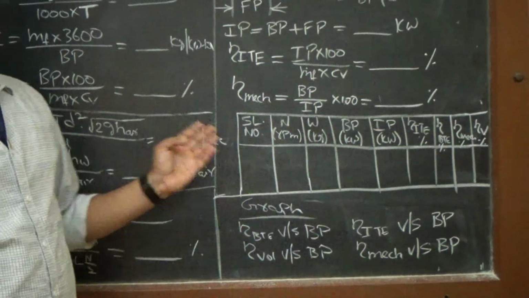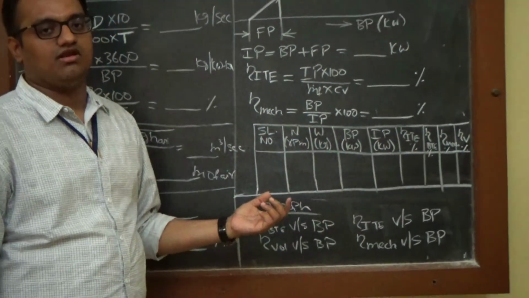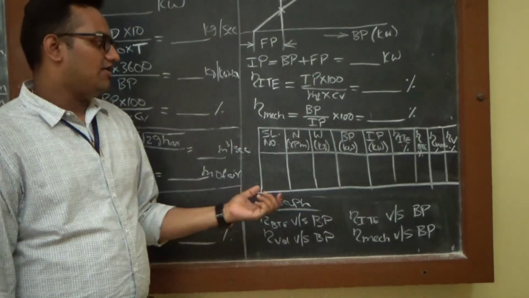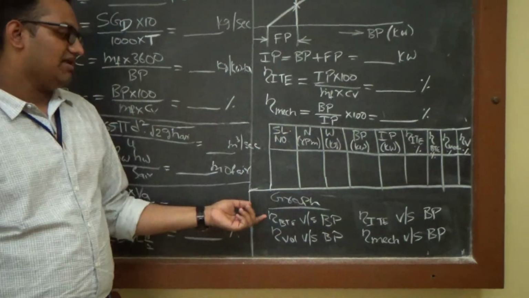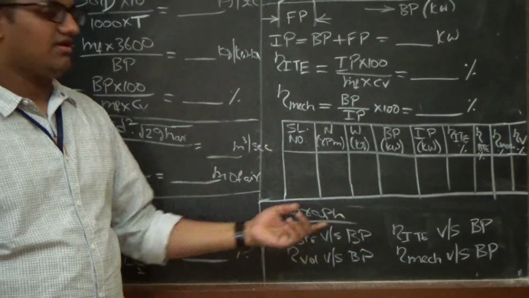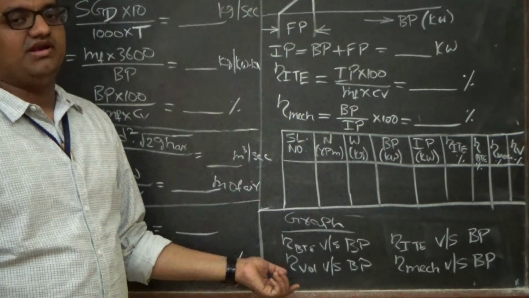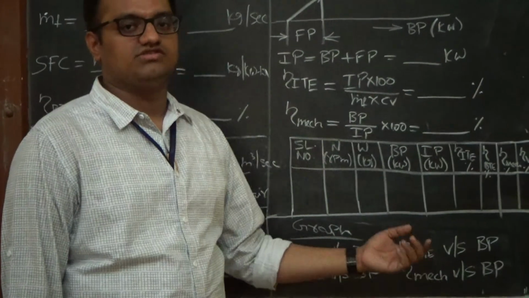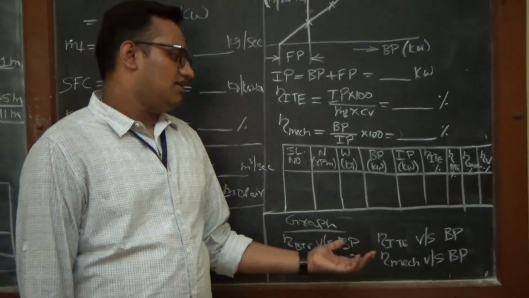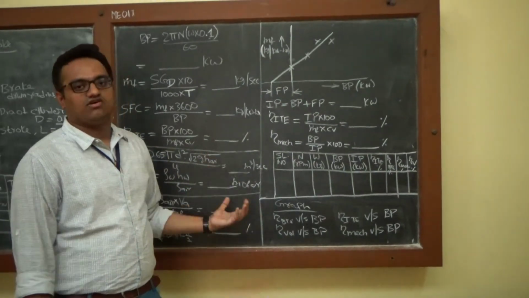We need to do it for each and every loading and tabulate it in a typical tabular column. Along with this, we have to plot graphs of brake thermal efficiency versus brake power, indicated thermal efficiency versus brake power, volumetric efficiency versus brake power, and mechanical efficiency versus brake power, which is also called the Willans line. And this completes the experiment after having all these things.